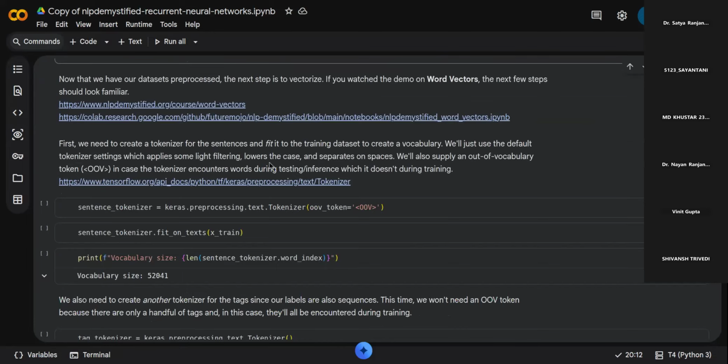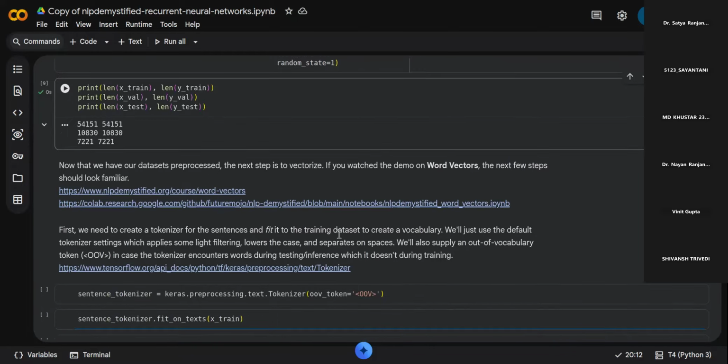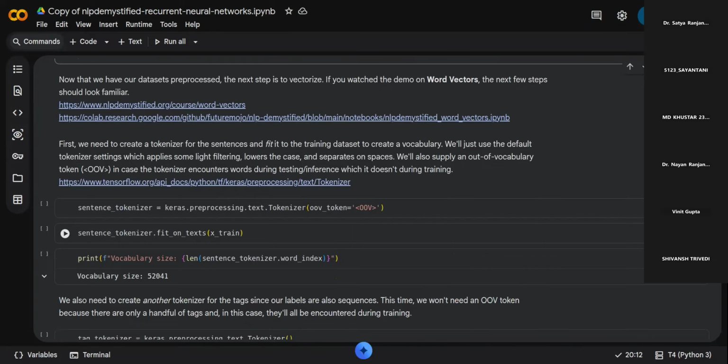Now, first thing we'll do, because these are words, they cannot be processed by any neural network. RNN is itself a neural network. So we need to vectorize them, and we know how to vectorize them. We will not use any sophisticated vectorizer, rather we will directly use the Keras preprocessing tokenizer to vectorize it.